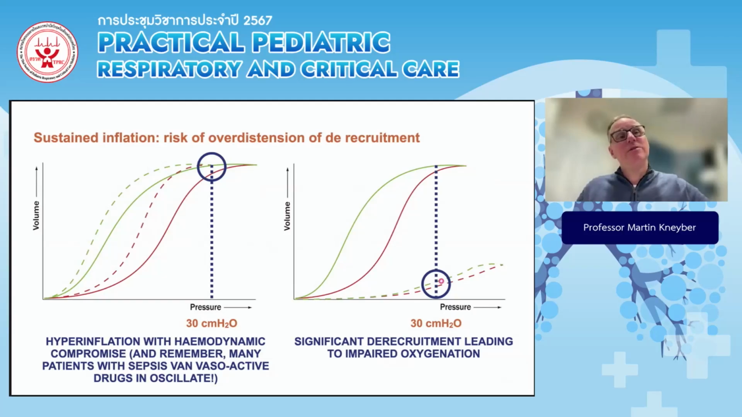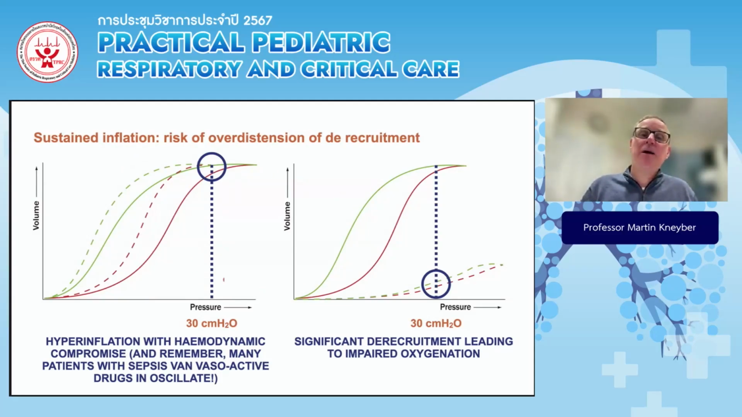But again, this was because the approach to high frequency was standardized in this group. And in particular, the recruitment maneuver was standardized in this group. What they did was a so-called sustained inflation. The idea was, if you were randomized to high frequency, they would recruit the lungs by applying 40 centimeters of water for 40 seconds and then return to 30 centimeters of water.